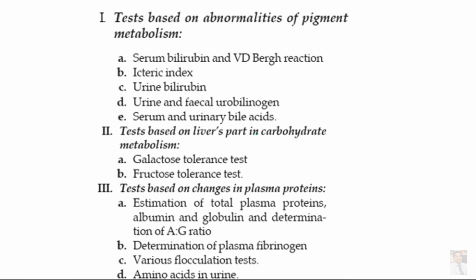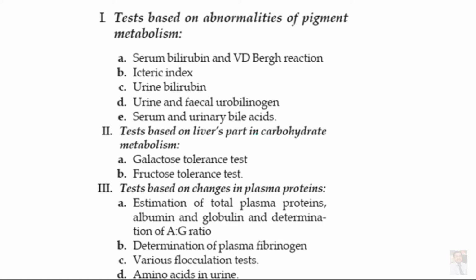So galactose and fructose can be converted into glucose by the liver. That is why the name tolerance is given. The liver will tolerate the levels because the liver has the enzymes to convert galactose to glucose and fructose to glucose. So we can identify that part also.